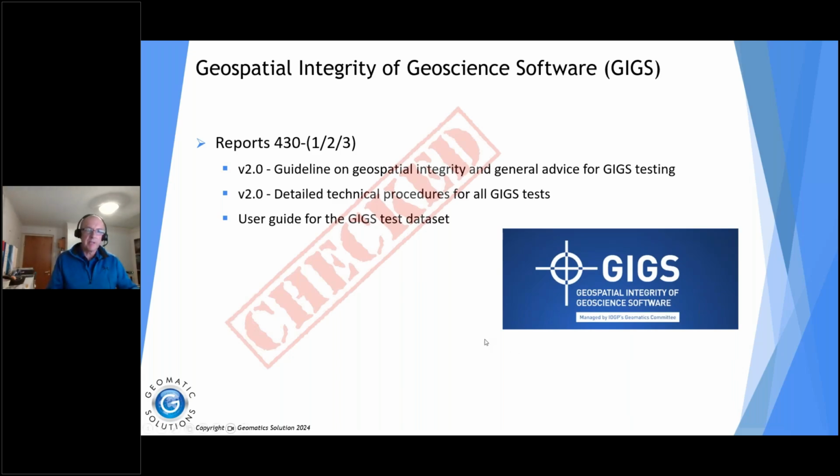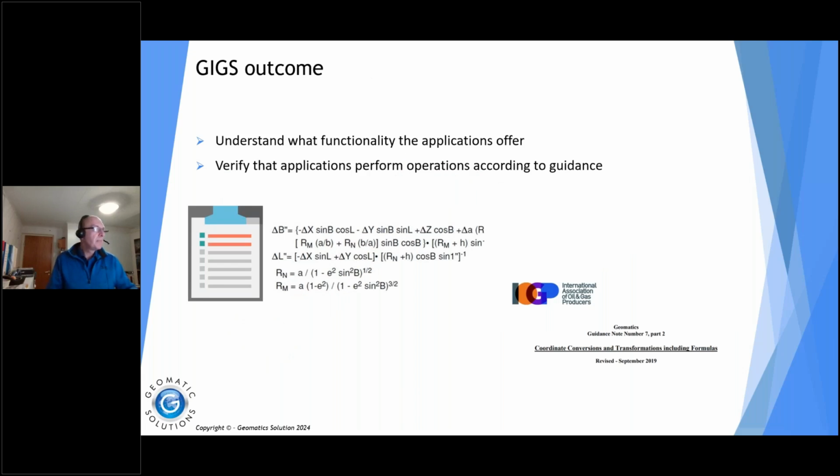This is a way that we are guided in determining whether our applications do the right thing. We have a guideline on how to do some testing, we have detailed technical procedures of how to do these tests, and we have a test data set. When we use this, we basically understand what functionality our application is capable of. Is it capable of doing conversions, transformations? Is it capable of having user-defined CRSs, for instance? And then does it do it in the right way?